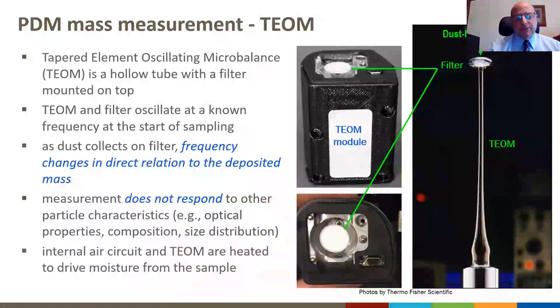The measurement technology is this TEOM, which stands for Tapered Element Oscillating Microbalance. If you look at the photo on the right, it's a hollow tube with a filter mounted on top, and they're both vibrating at a known frequency at the start of sampling. As dust-laden air is pulled through the filter, the filter captures the dust, and that changes the frequency of vibration in direct relationship to the amount of mass being added to the filter. So that's the principle. One good thing about this is it does not respond to particle characteristics such as optical properties or size distribution, which can impact other real-time sampling methodologies such as light scattering. And this is the TEOM module and the other photos with the filter mounted on top. The TEOM and the internal air circuit are both heated to dry moisture from the sample. Next slide, please.